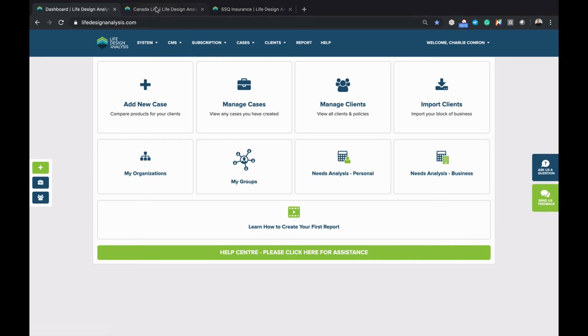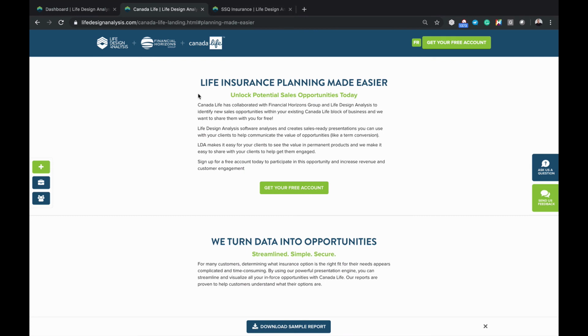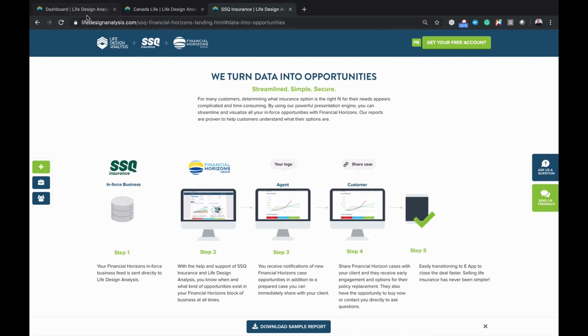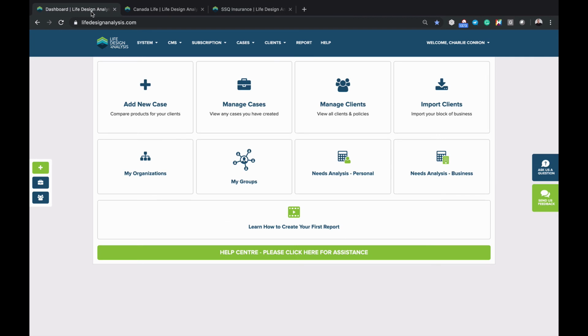We've launched two significant ones recently, and if you're with Financial Horizons, you'll have noticed Canada Life in-force automation, as well as SSQ. You should have had an invite to them, but if you're an existing subscriber and part of that MGA, you might have seen a few cases show up in your account. These are carrier-sponsored cases to help you target conversion opportunities, exchange opportunities, and things like that. If you are with another MGA and interested in doing some in-force automation to stimulate in-force business, certainly get in touch with us.